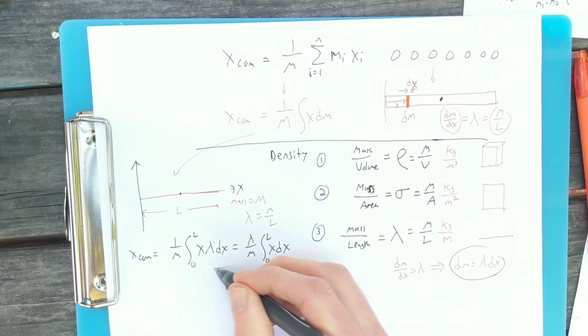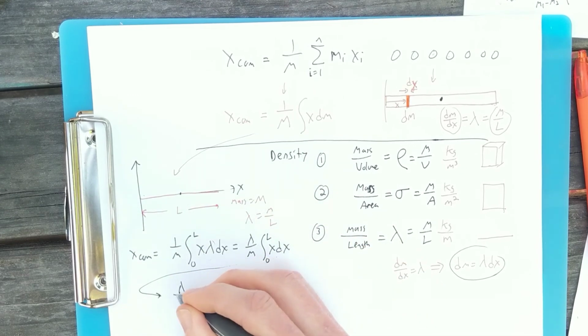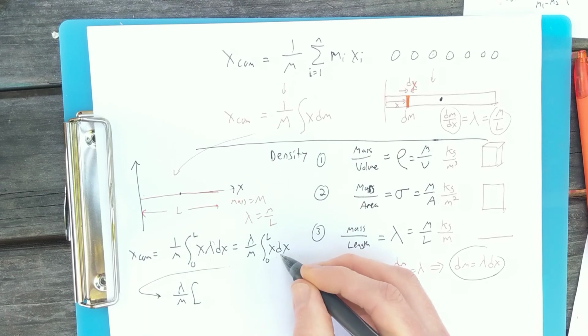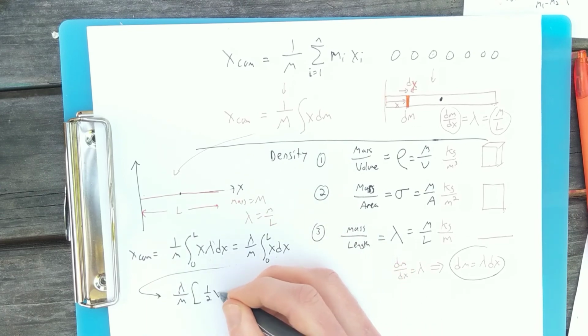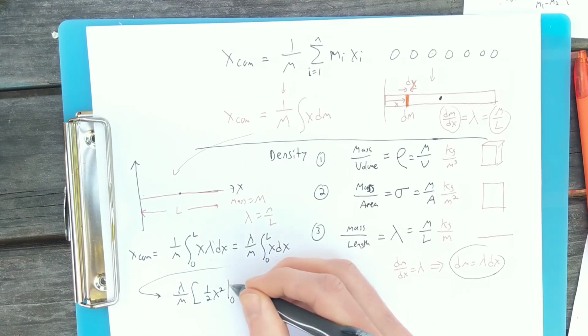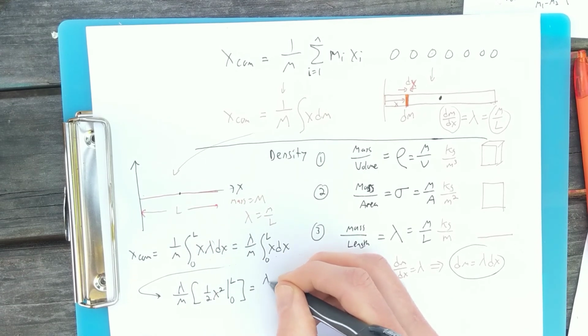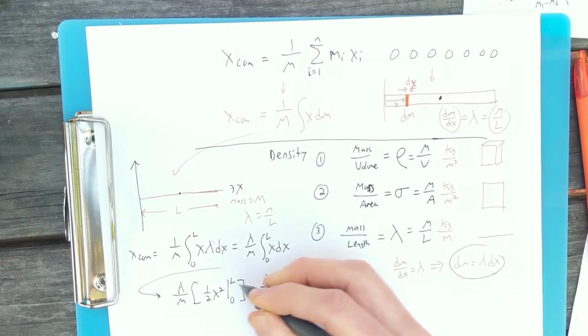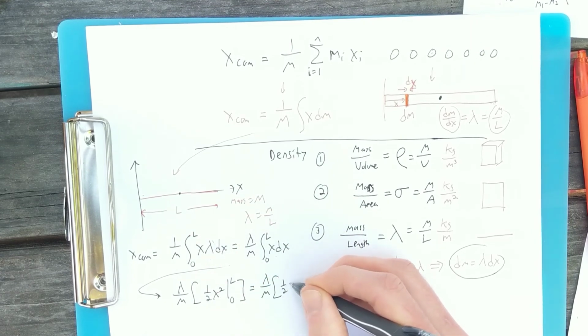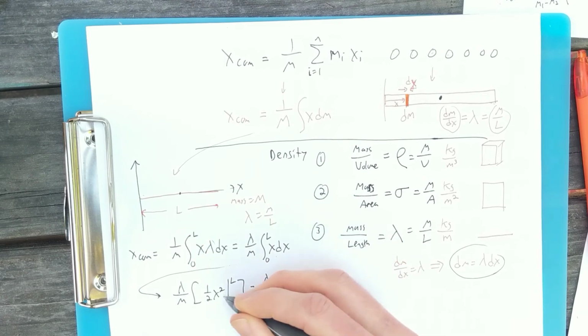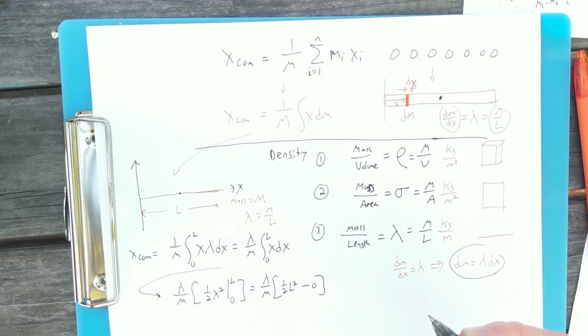x dx, that's pretty easy. Let's start it back over here. So we're going to get lambda over m, and when we integrate x dx, we're going to get 1/2 x squared. We're going to want to evaluate that from 0 to L, just like that. So we're going to get lambda over m, and plugging in L, 1/2 L squared, minus, plugging in 0, 0. All right, here, let's come around over here. So we're going to get lambda over m times 1/2 L squared.